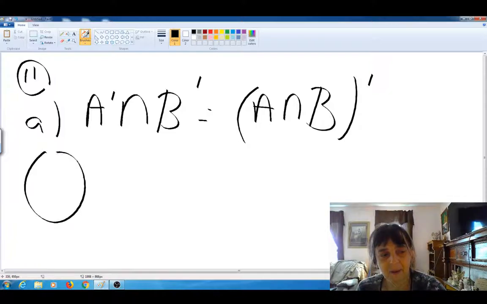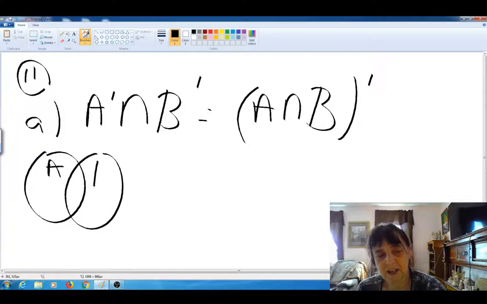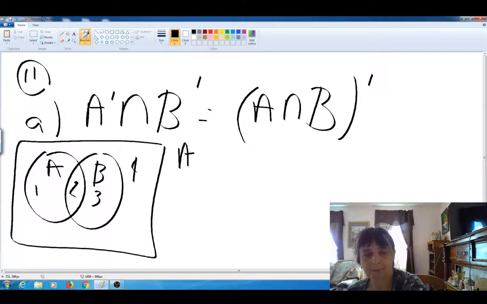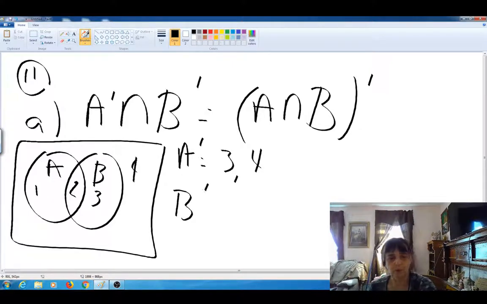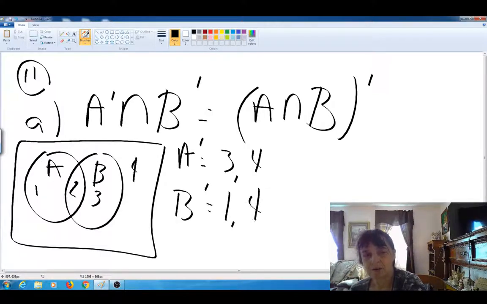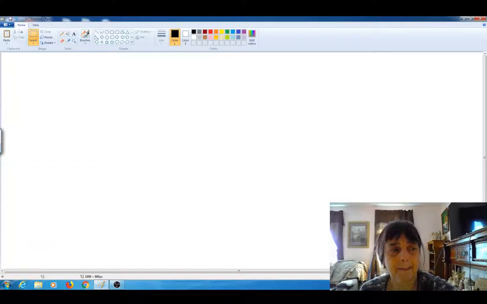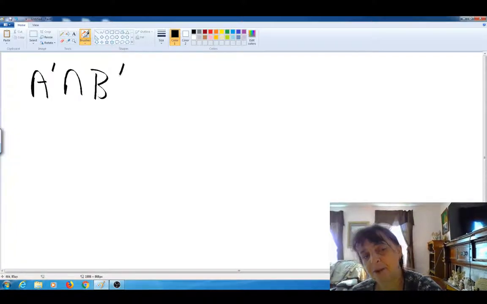Okay, so here's A, here's B. 1, 2, 3, 4. A prime is everything in the picture but A. So it's 3, 4. B prime is everything but B, which is 1, 4. So A prime intersect B prime is 4. Okay, remember that. That's the left-hand side.